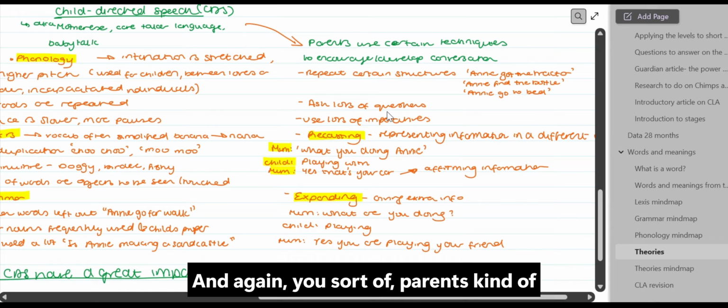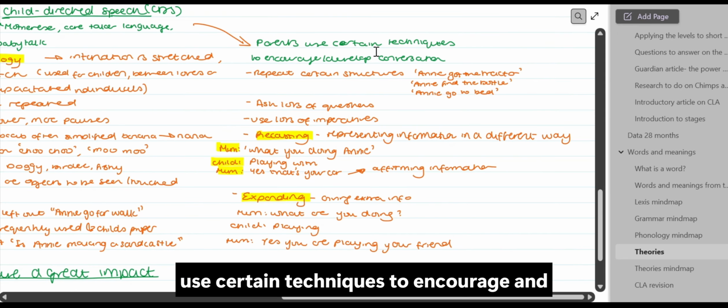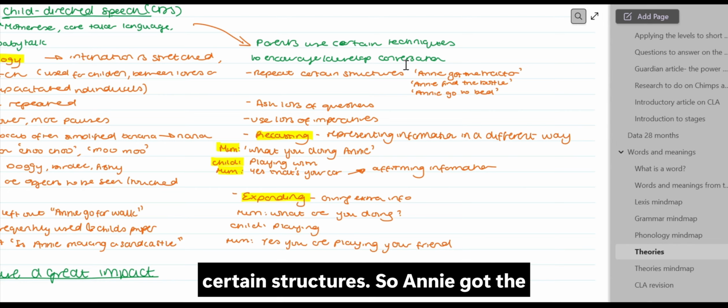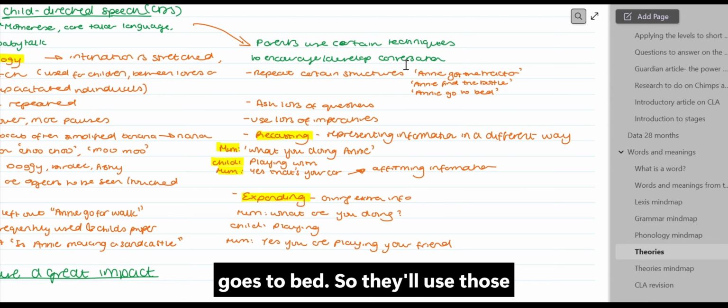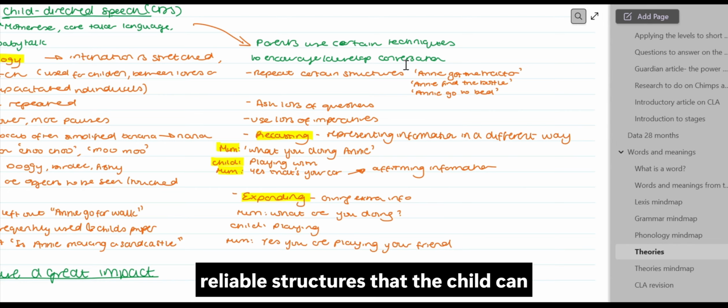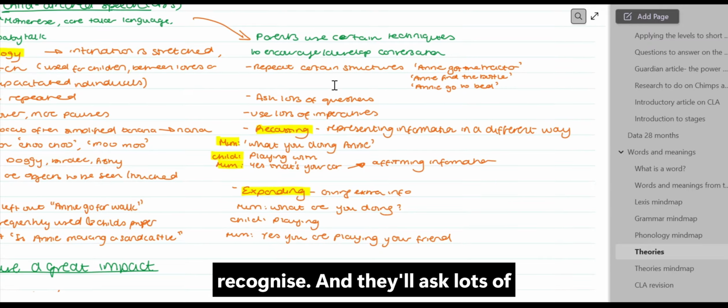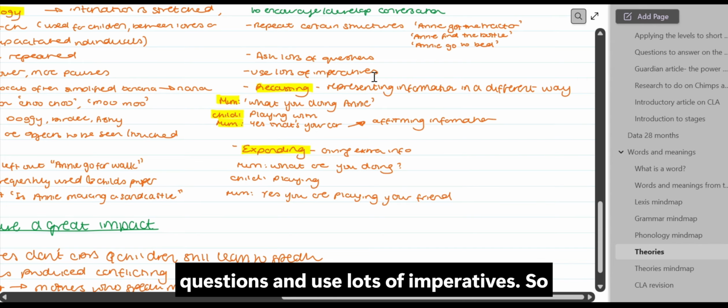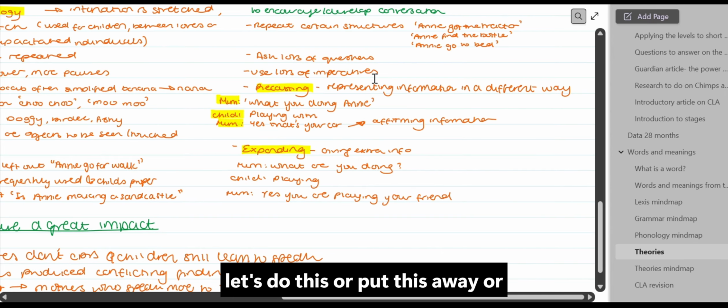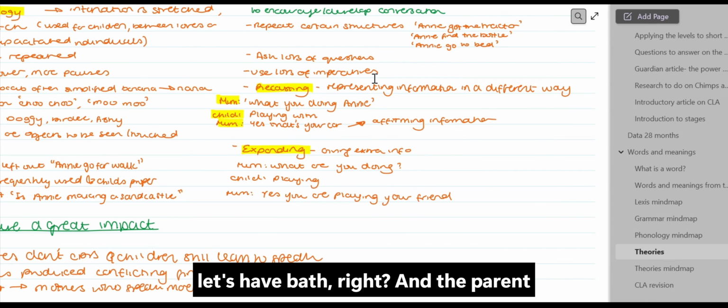And again, parents use certain techniques to encourage and develop conversation. So they'll repeat certain structures, like "Annie got the tractor, Annie find the bottle, Annie go to bed." They'll use those reliable structures that the child can recognize. And they'll ask lots of questions and use lots of imperatives, so let's do this, or put this away, or let's have bath, right?